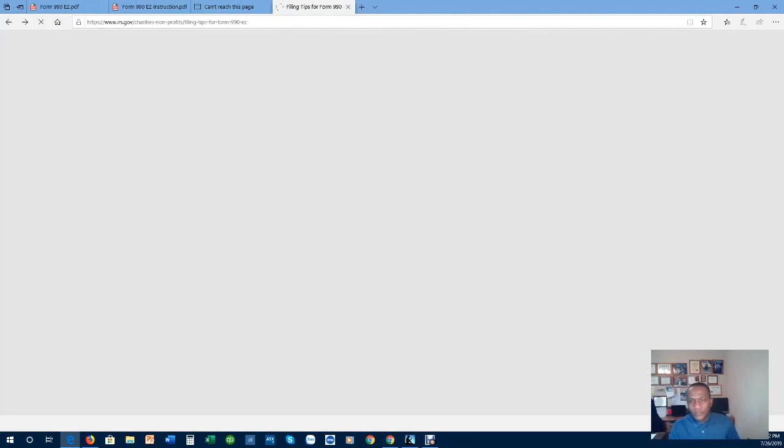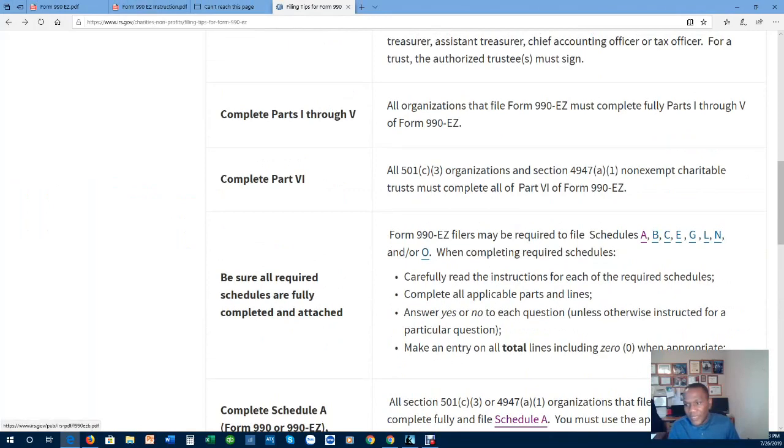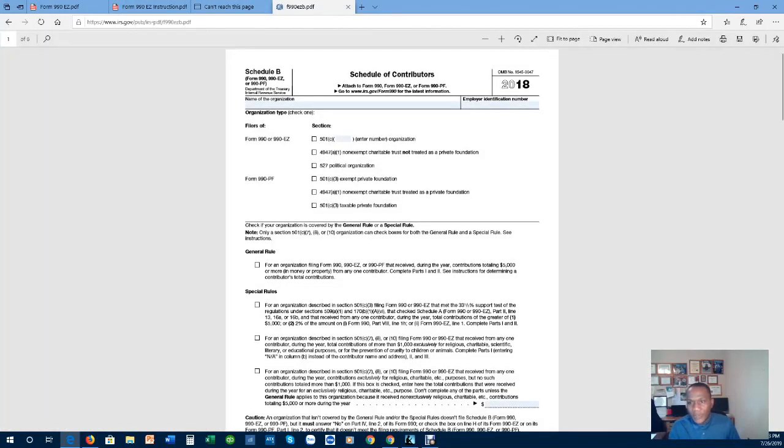This. And then we go back to the form, and then that was Schedule A, and then Schedule B, just so you'll be familiar with the form, the schedule. Schedule B is related to Form 990 and 990-EZ, nonprofit organization, the schedule of contributors. You must attach this form to your Form 990, 990-EZ, or 990-PF, private foundation. Basically, again, you must indicate the type of organization, if you're a 501(c)(3) or whatever other type of organization.